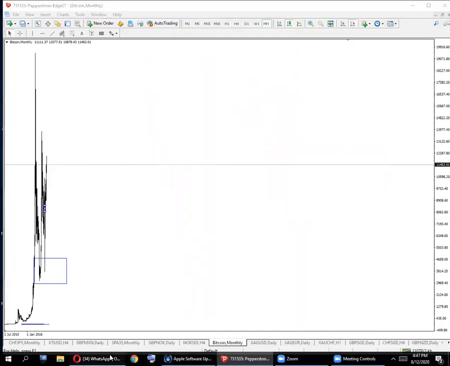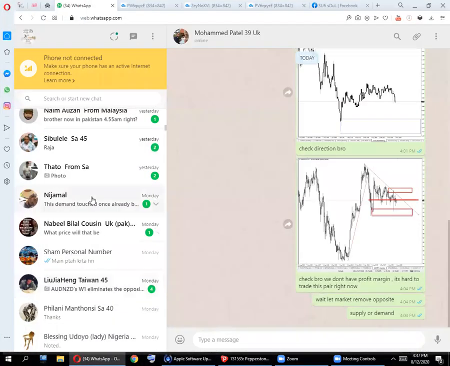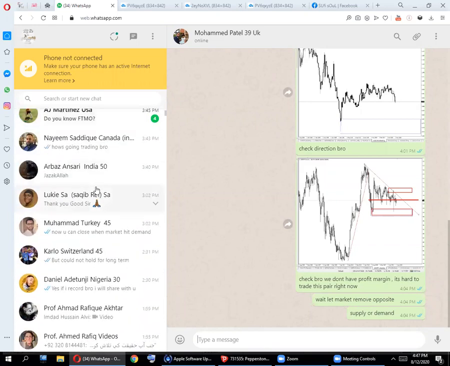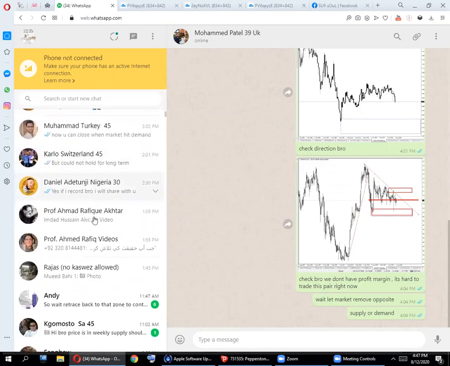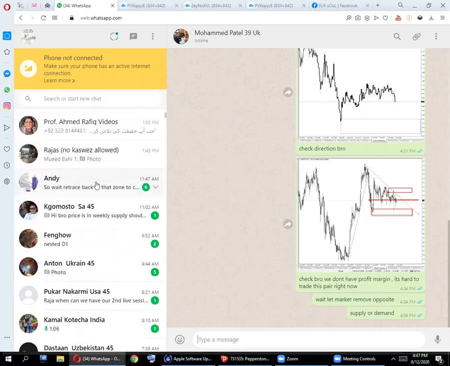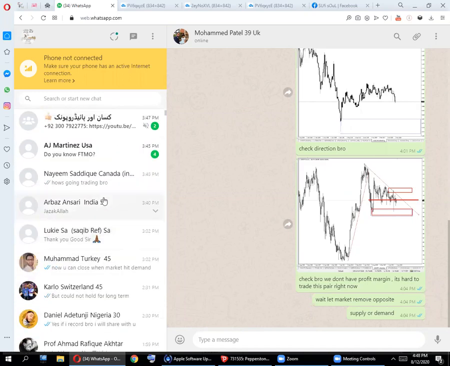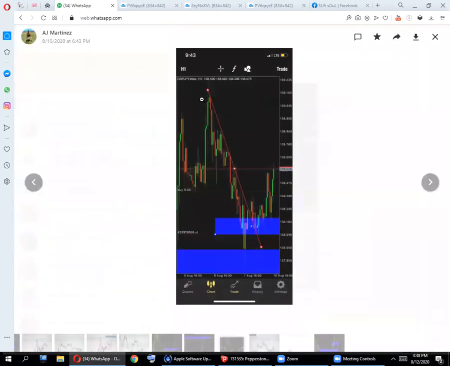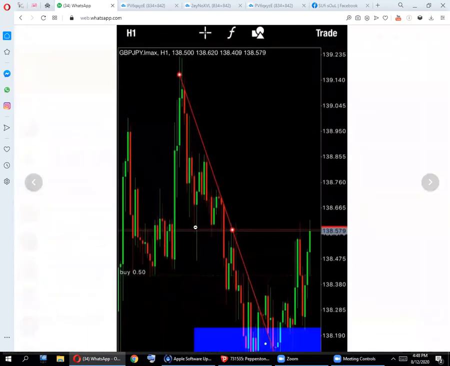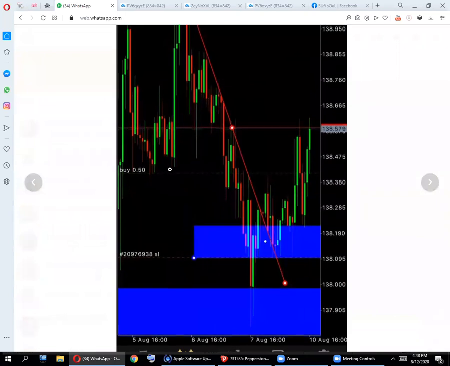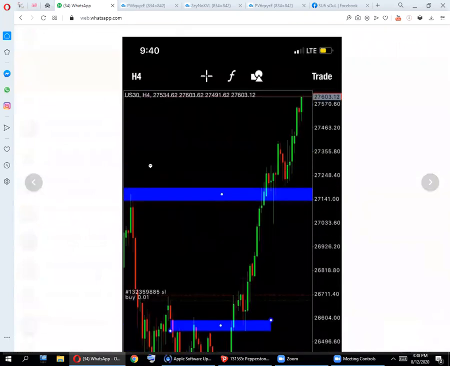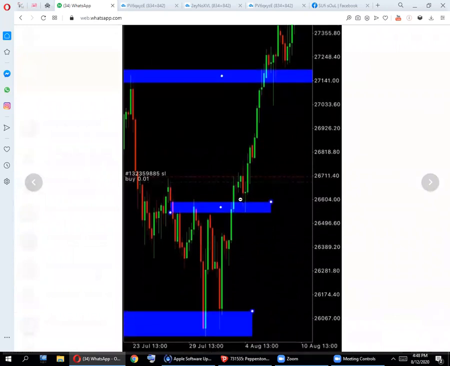Even you can use the 5 minute time frame. I have many students using the 5 minute time frame, and some are trading very well. This guy was Martins. He used, check this one, H1. Yeah, H1 zone. So he's using the H1. This one is an H4 trade, but he used H1 here.